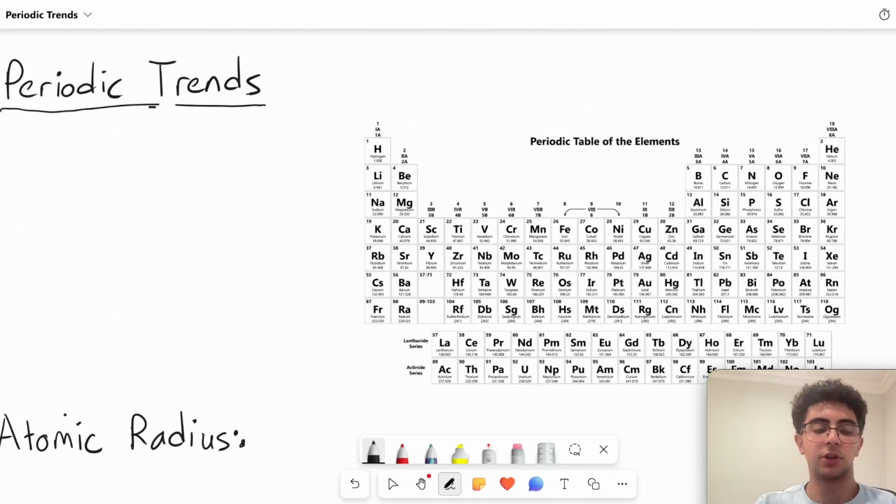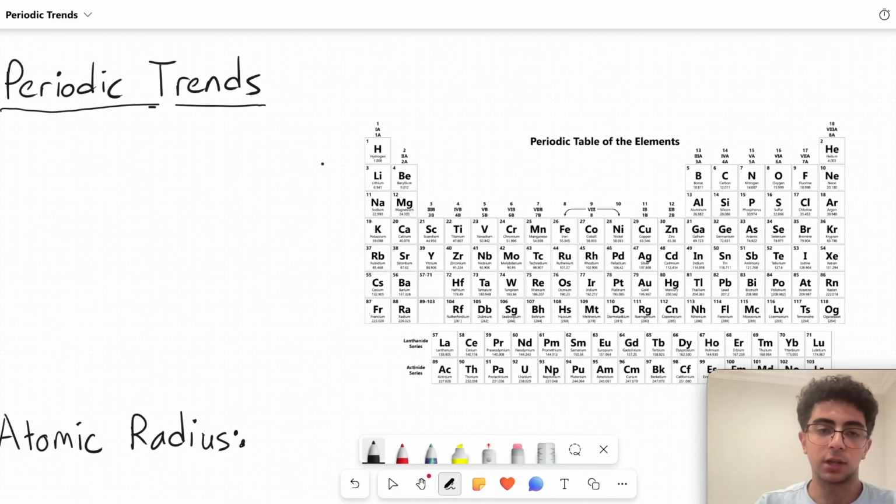The first one you'll need to know, and the most important one, because if you understand this one really well, you could get all four, is atomic radius. Of course, the radius of a circle is just the center to any outer point. So atomic radius is just the way that scientists measure the size of an atom. If something has a greater atomic radius, it's bigger.